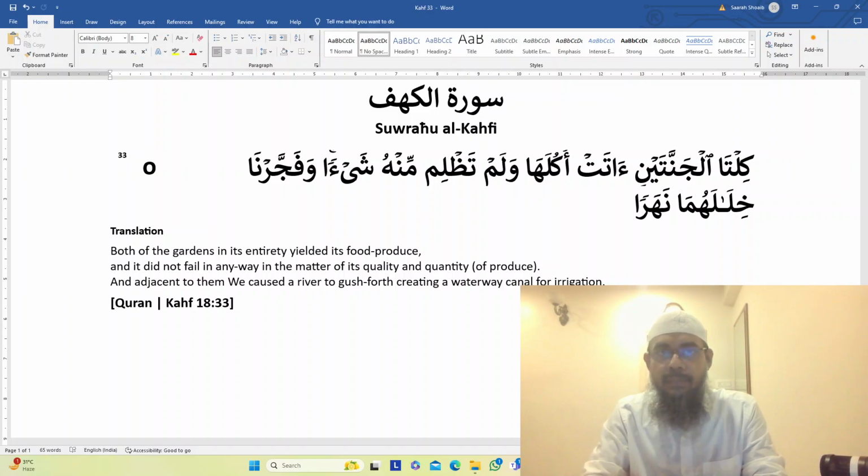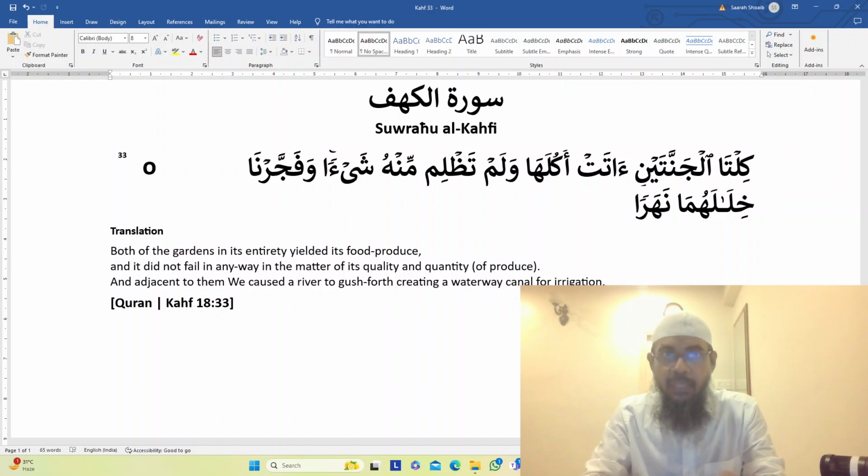So atat is the easier part, yielded. Ukulaha, its food or its produce or its food produce. So that is the easy part. But how do we translate kilta? So the best way, according to me, to capture both the meanings, both as well as every, is something like this. Both of the gardens, the two gardens, but both of the two gardens is not really required. It's wordy, unnecessary. Both of the gardens in its entirety. So in its entirety, the every or whole or all, that concept is also coming about, as well as both is also being preserved. So that's the way to translate this part.